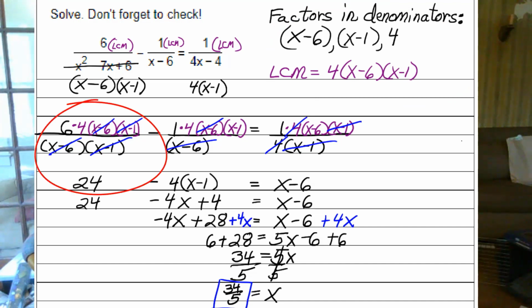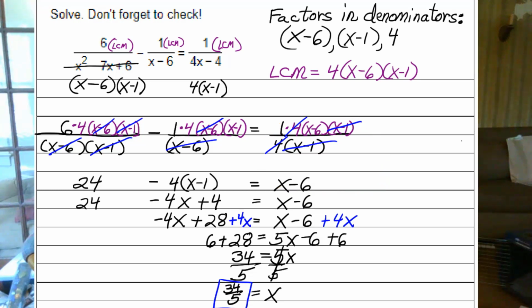Okay, so here I multiply 6 by 4 times x minus 6 times x minus 1. I leave x squared minus 7x plus 6 in factored form so that the x minus 6's cancel and the x minus 1's cancel. That leaves me with 6 times 4, which is 24. Over here, the x minus 6's cancel, so I'm left with a minus 1 times 4 is 4 times x minus 1. And over here, my 4's cancel, my x minus 1's cancel, so I'm left with 1 times x minus 6, which is x minus 6.